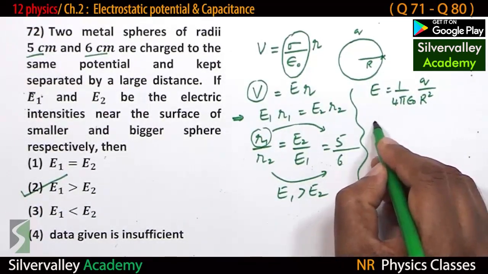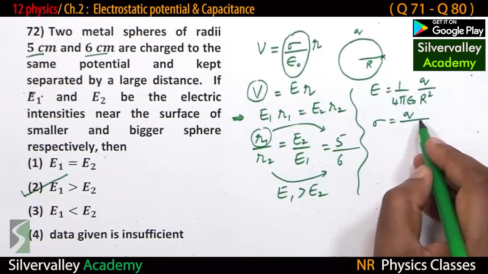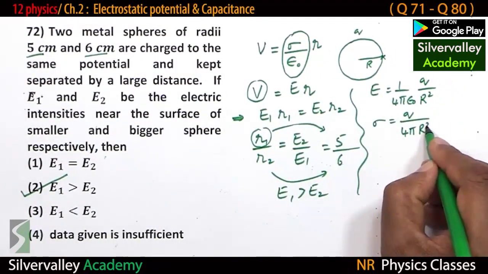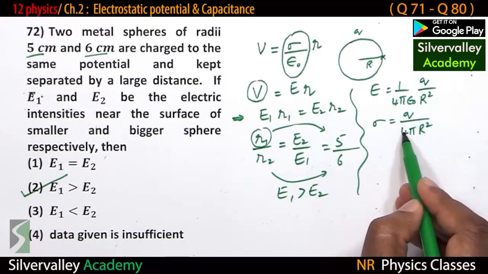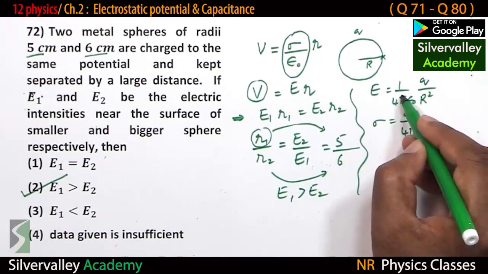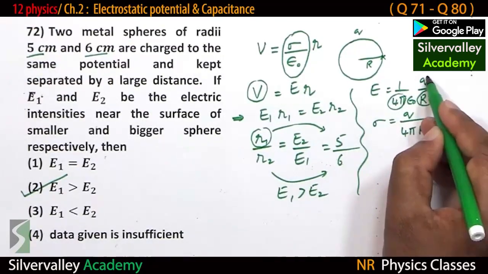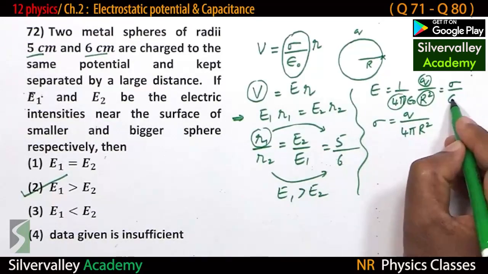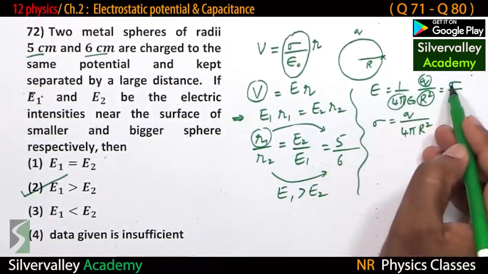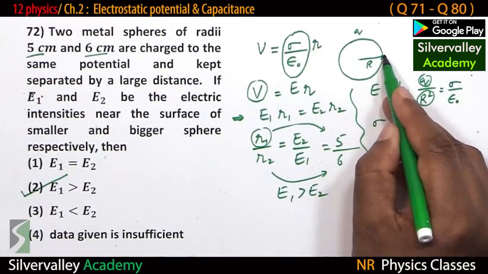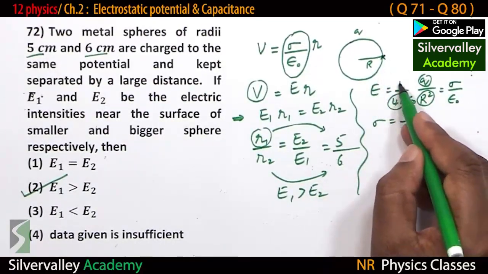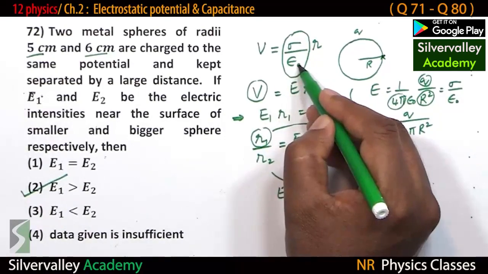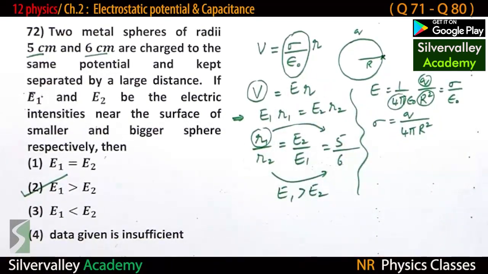But sigma equals charge by area, and the surface area of a sphere is 4 pi R square. Observe, charge by 4 pi R square. So this turns out to be sigma by epsilon naught. So sigma by epsilon naught is the electric field close to the sphere, or constant Q by R square. So that is why sigma by epsilon naught stands for electric field.